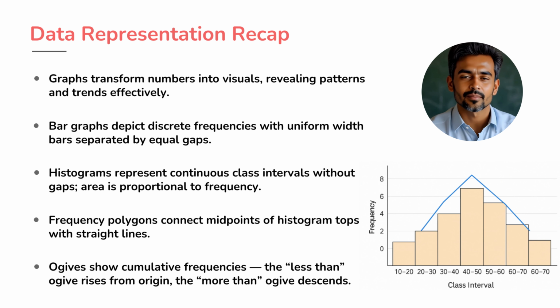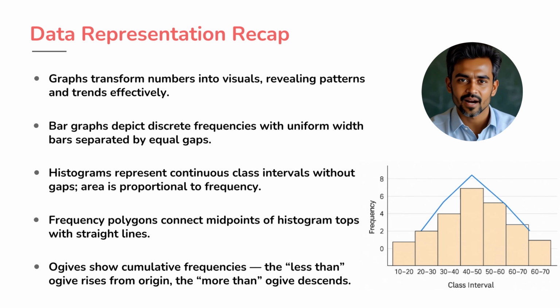Alright, picture time. Statistics loves visuals, because graphs tell stories that numbers alone can't. First up, bar graphs. They're perfect for discrete data like the number of students in each house: red, blue, green, yellow, with equal gaps between bars. Then we have histograms, which look similar but have no gaps, because class intervals are continuous, like 0 to 10, 10 to 20, and so on. The area of each bar is proportional to the frequency. Next, frequency polygons. Connect the midpoints of histogram bars with straight lines, and tada! You get a polygon that shows the shape of your data.